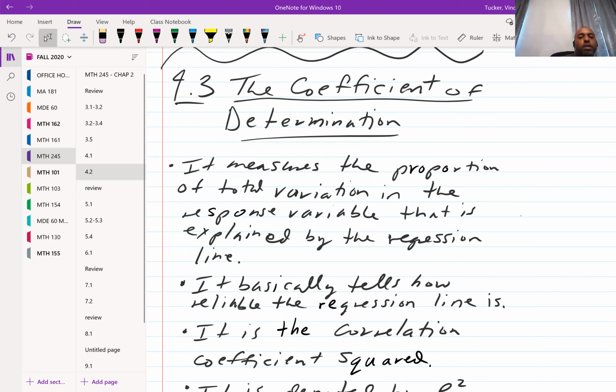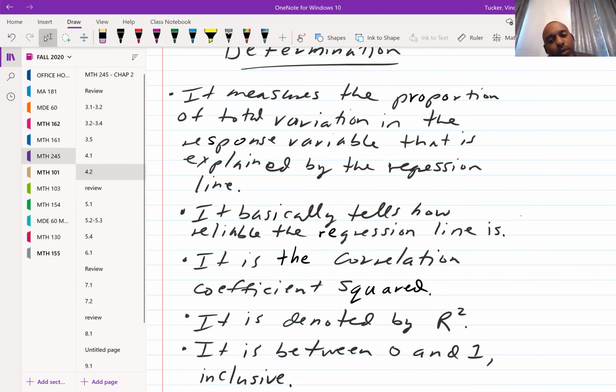Give you guys a chance to write that before we scroll up. All right. It's denoted by capital R squared, and it's between 0 and 1 inclusive.